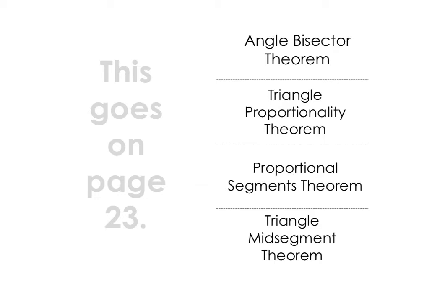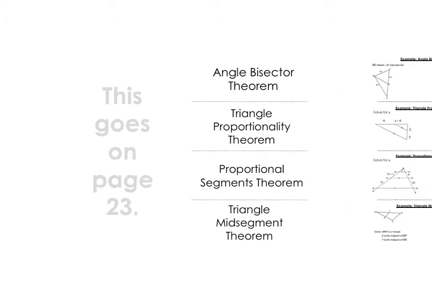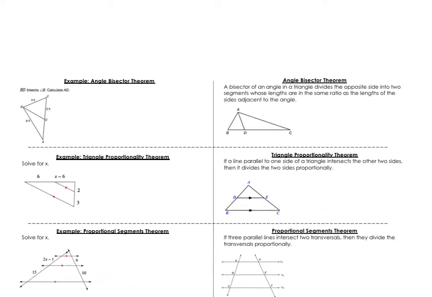In this lesson, we're going to discuss 4 different theorems that use similarity in some way. What's nice about these theorems is the way you solve these ones are the same way we solved in the previous lesson, which is applications of similarity. So the 4 theorems we're going to talk about is angle bisector theorem, triangle proportionality theorem, proportional segments theorem, and triangle midsegment theorem.